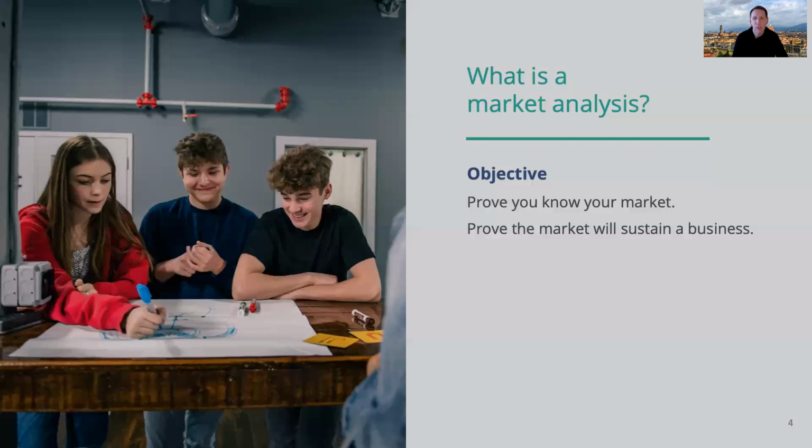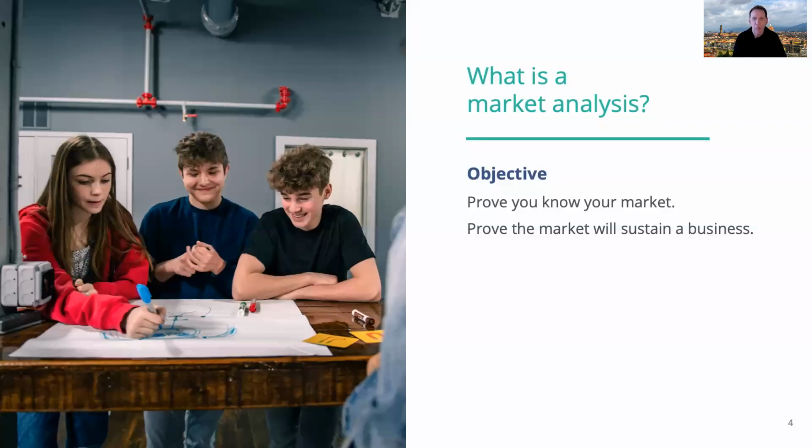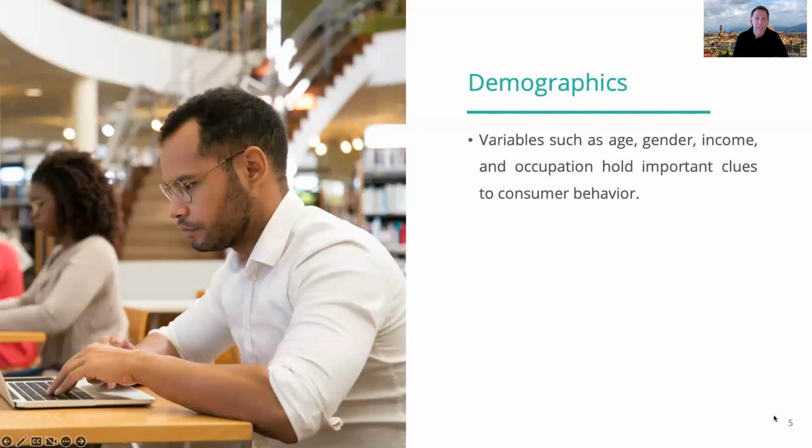So the objective of market analysis is to prove that you know your market and to prove the market will sustain a business. So what are some of the elements of a market analysis? Well, first off, there is something called demographics. This includes variables such as age, gender, income, and occupation. They hold important clues to consumer behavior. It also includes household size, ethnicity, and education.